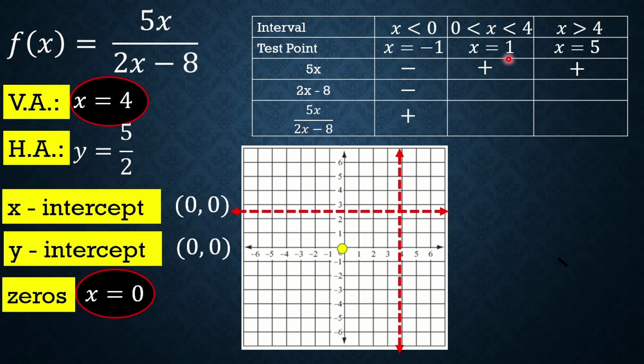Okay, next. 1, i-substitute kay 2x minus 8. So, negative makukuha nyo. And then, multiply positive times negative. So, that is negative. So, dito, substitute natin si 5 kay 2x minus 8. Positive yung makukuha nyo dyan. Therefore, positive times positive, that is positive. So, anong ibig sabihin nitong mga sign sa baba? Ibig sabihin nito, sila yung magsasabi ng direction nung graph natin. Para kapag nag-graph sketch tayo, alam natin kung above the x-axis ba or below the x-axis.